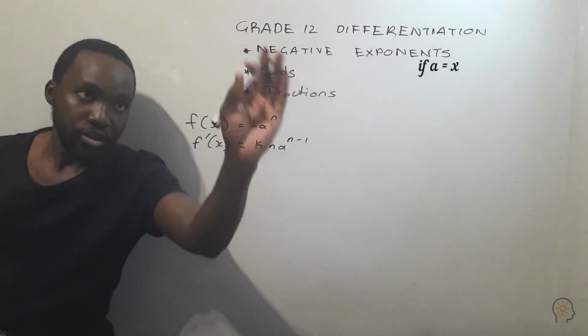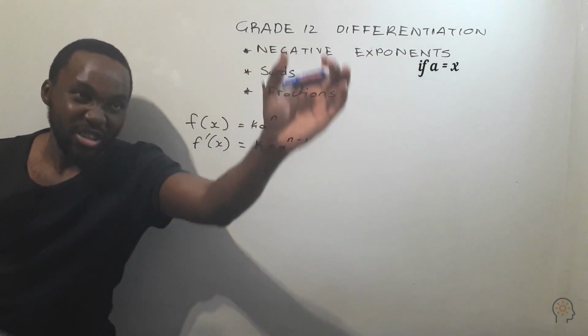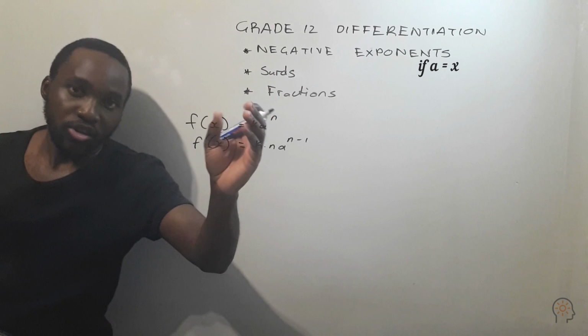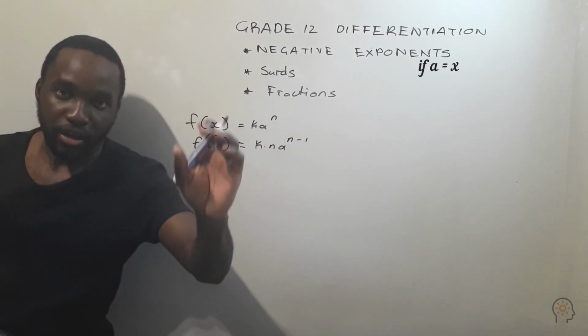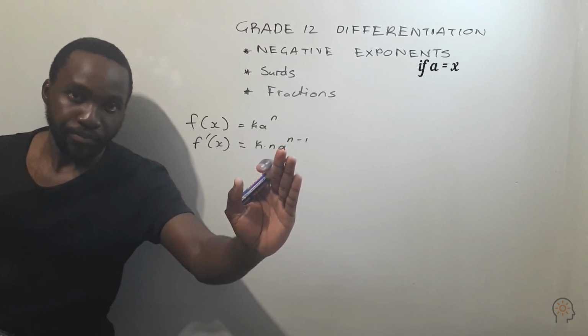So from the top, when you're given an expression that you need to differentiate and it's in one of these 3 formats, you cannot differentiate it in grade 12 from the get-go. You will have to simplify it first and then differentiate. So that's what we're going to show.